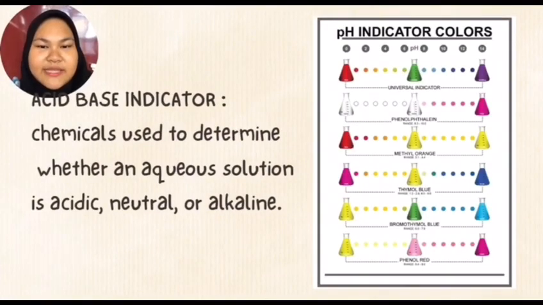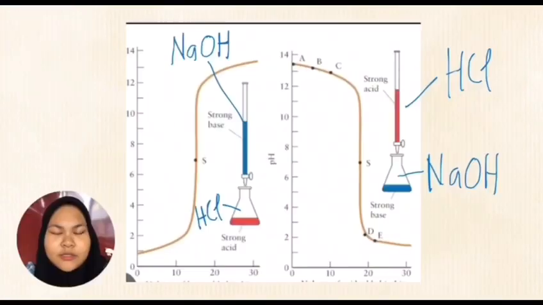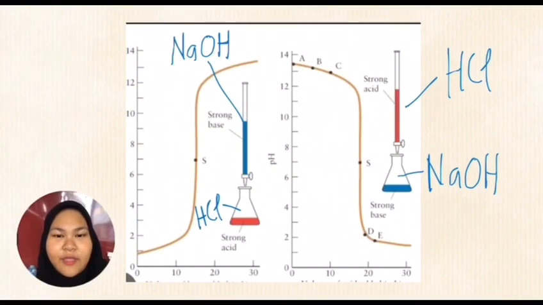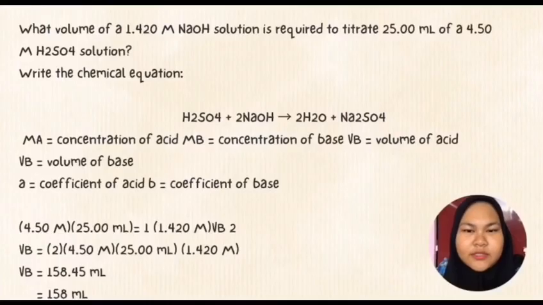Next, acid-base indicator. Chemical used to determine whether an aqueous solution is acidic, neutral, and alkaline. Here have a picture pH indicator colors. Here have a graph of titration. On the left have a graph a strong base titrate of a strong acid. On the right have a strong acid titrate of the strong base. This is a familiar basic concept. This is an example how to calculate basic concept.